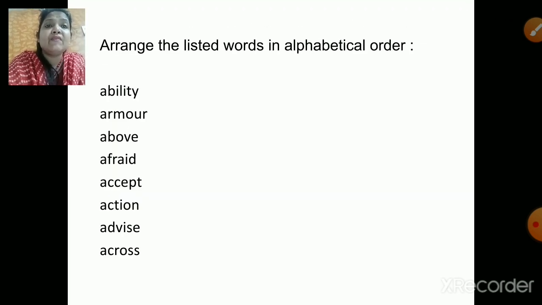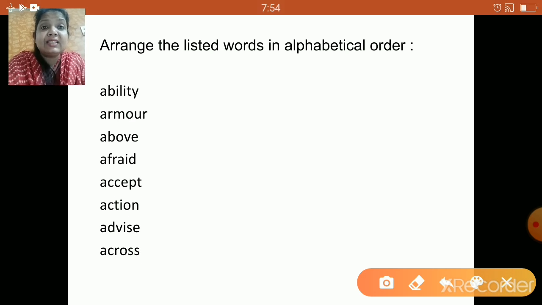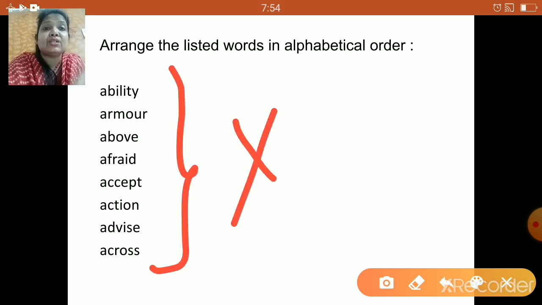Now we have also given you a few more listed words, which again you need to arrange in alphabetical order. Now students, these are not arranged in alphabetical order. So you have to check which is the correct order, and you have to write this activity in your book.